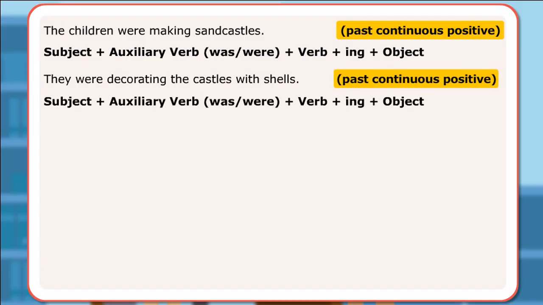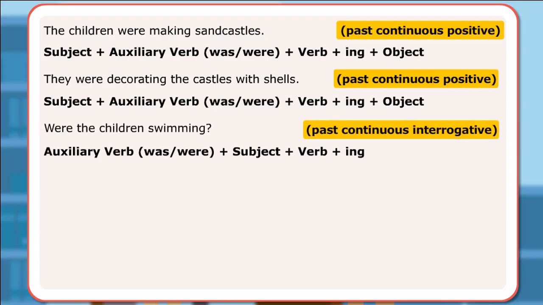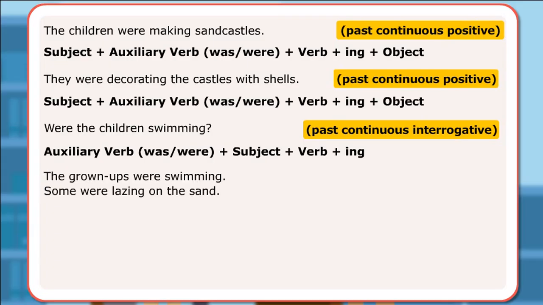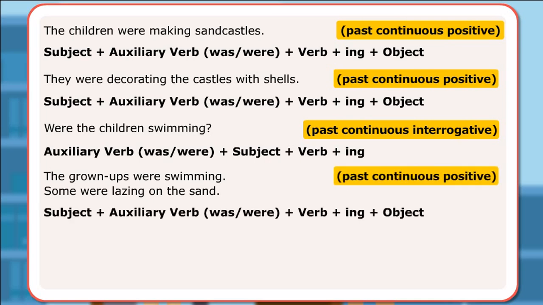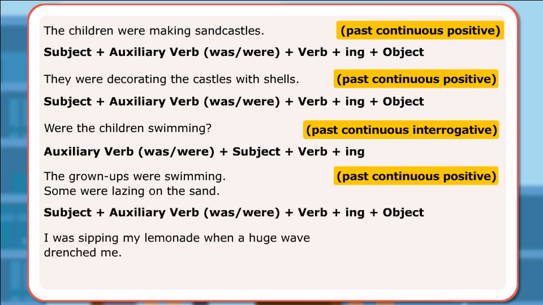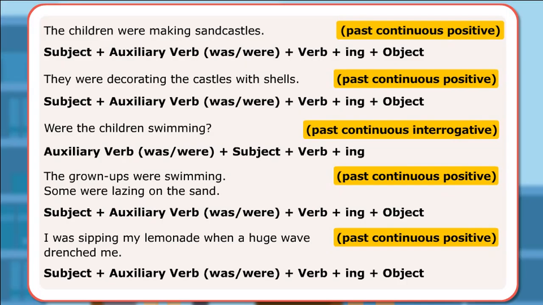Past continuous positive. Were the children swimming? Past continuous interrogative. The grown-ups were swimming. Some were lazing on the sand. Past continuous positive. I was sipping my lemonade when a huge wave drenched me. Past continuous positive.